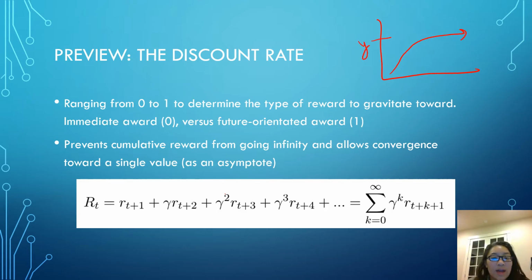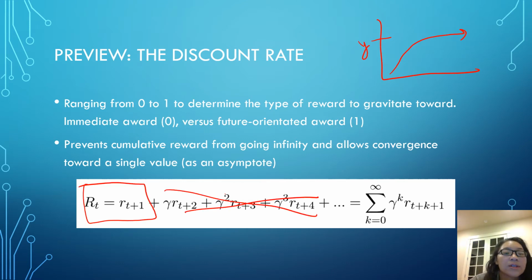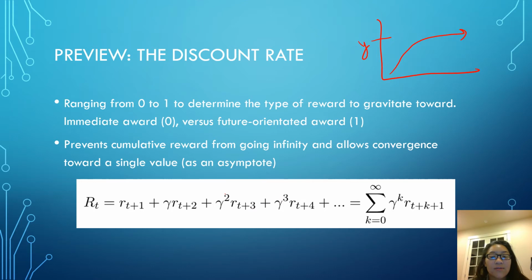The gamma, or the discount rate, ranges from 0 to 1. 0 gravitates towards more immediate reward. Say gamma was equal to 0, then these terms just cancel out, equal to 0, and R_t is equal to R_t+1, the immediate reward. If gamma was from 0 to 1, it's just future-oriented reward.